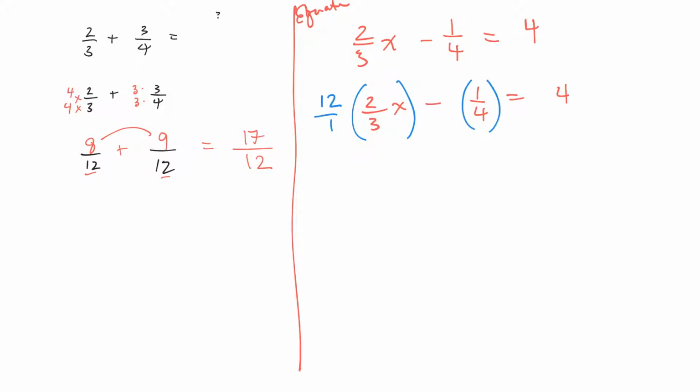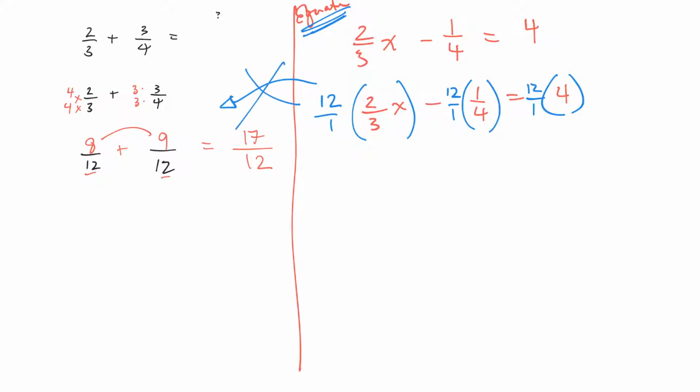Often I don't put the over 1 there, I just put the 12. But over 1 is fine too. So I have to multiply each term by that. The purpose of doing that is to get rid of the denominator. But you can only do this if you have an equation. You can't do this if you're just adding or subtracting fractions.